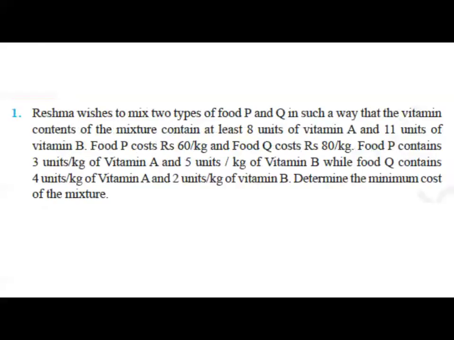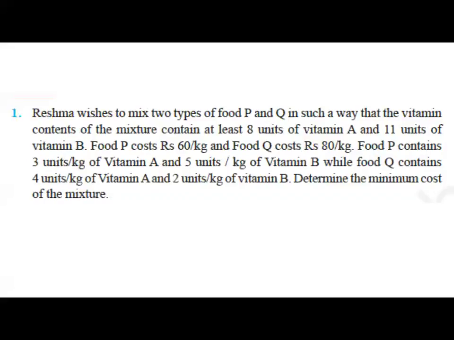Reshma wishes to mix two types of food, P and Q, in such a way that the vitamin contents of the mixture contain at least 8 units of vitamin A and 11 units of vitamin B. Food P costs 60 rupees per kg and food Q costs 80 rupees per kg. Food P contains 3 units per kg of vitamin A and 5 units per kg of vitamin B, while food Q contains 4 units per kg of vitamin A and 2 units per kg of vitamin B. Determine the minimum cost of the mixture.